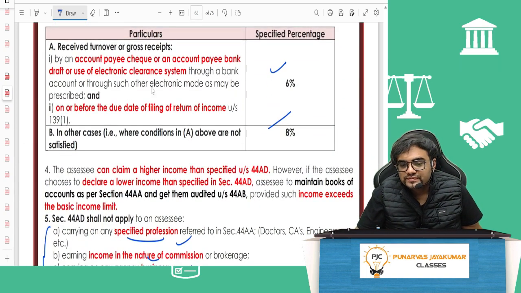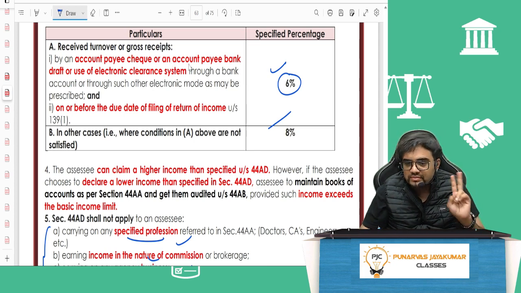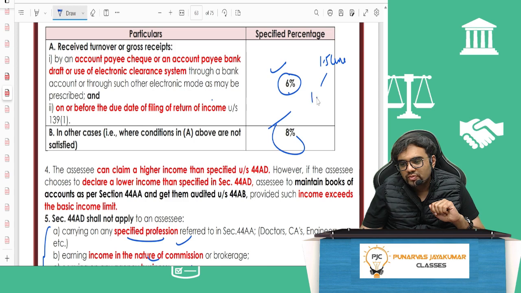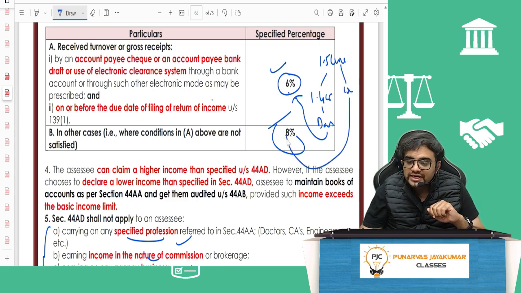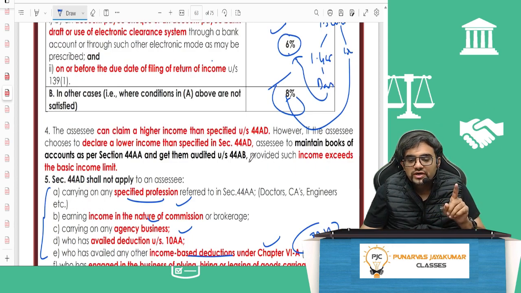If the amount is received through account payee cheque, account payee bank draft, electronic clearing system, NEFT, BHIM, UPI, etc., then 6%. Other cases, 8%. So if my turnover is, let's say, 1.5 crore, of which 1.4 crore I've received through bank, for that 6% minimum, and for the remaining 10 lakh rupees, 8% minimum. You have to offer that. You can offer more also if you want, but you cannot offer less.